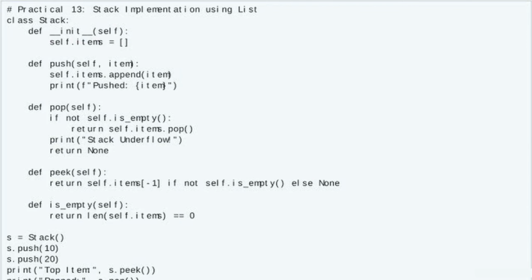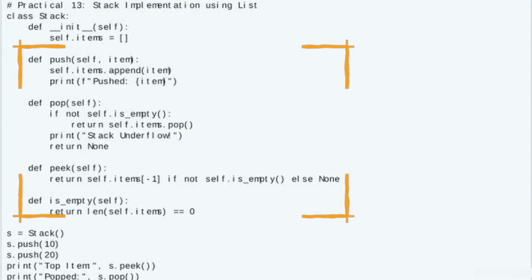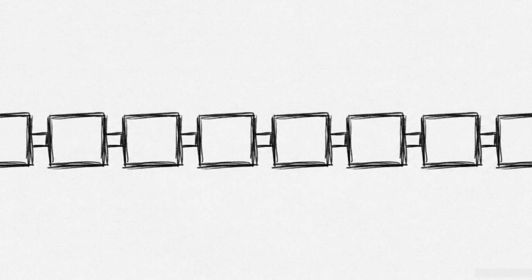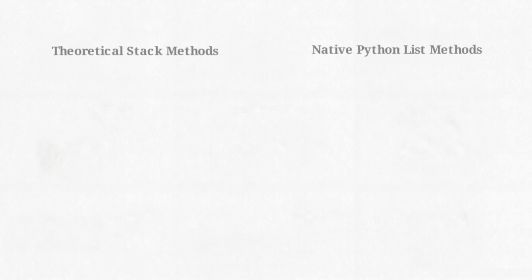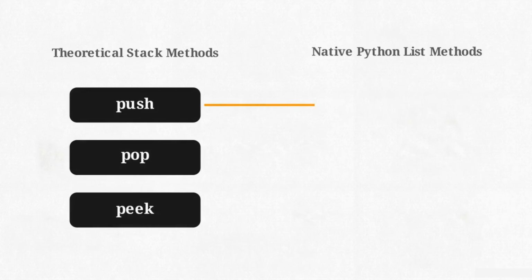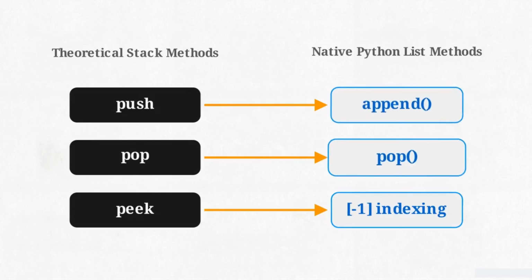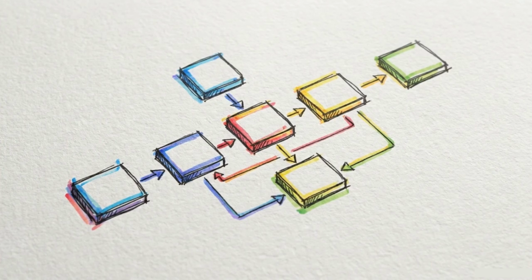Inside this environment, the code defines 4 essential methods: push, pop, peek, and isEmpty. Notice that none of these methods require complex memory management or custom pointers to function. Every single one of these custom methods maps directly back to a native, built-in Python list operation. By deconstructing this class, we can see exactly how list mutability natively solves these theoretical problems.